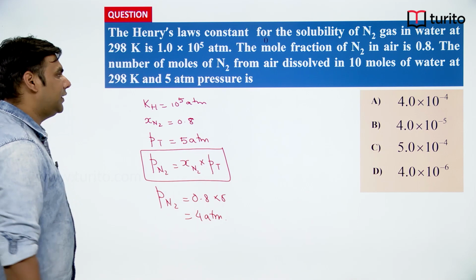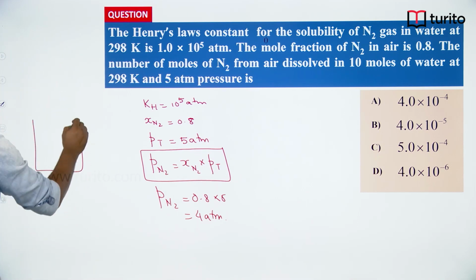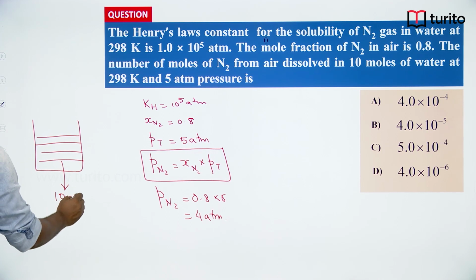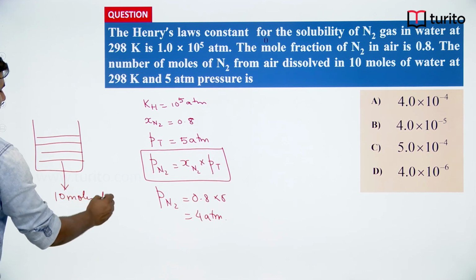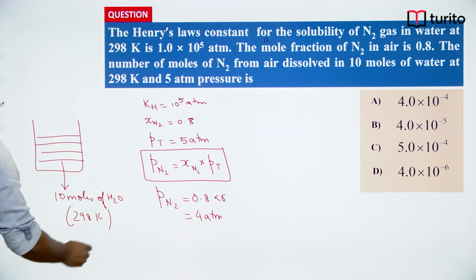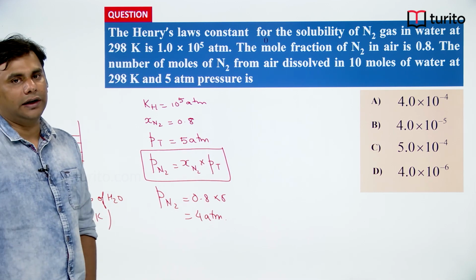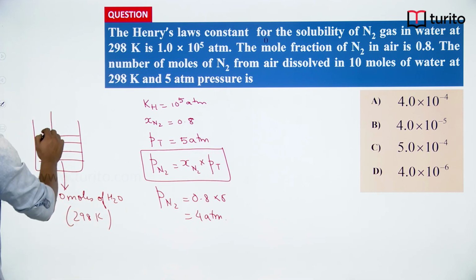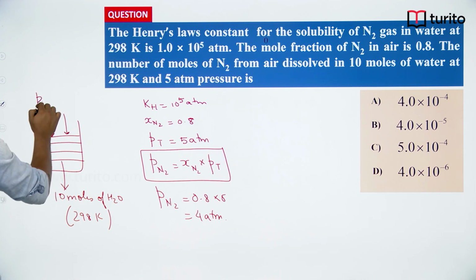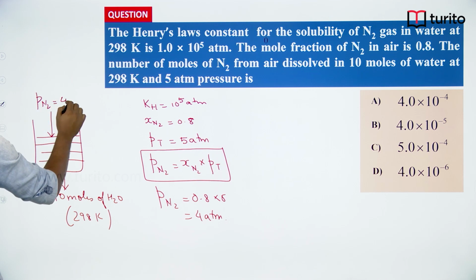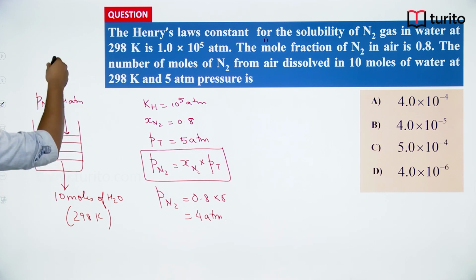Okay, so this question basically says that we have 10 moles of water, and the temperature here is 298 Kelvin. The total pressure in the atmosphere was 5 atm. Now the mole fraction of N2 was 0.8. So the partial pressure of N2 over the water would be 4 atm. Some N2 would also go and dissolve in the water.